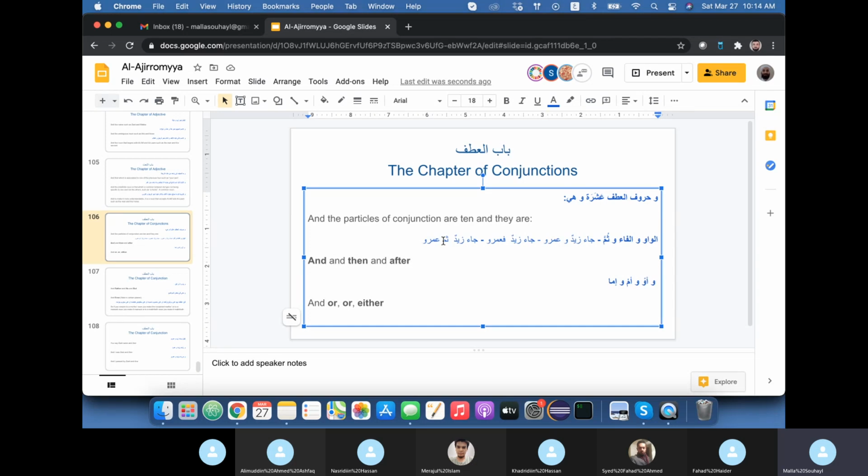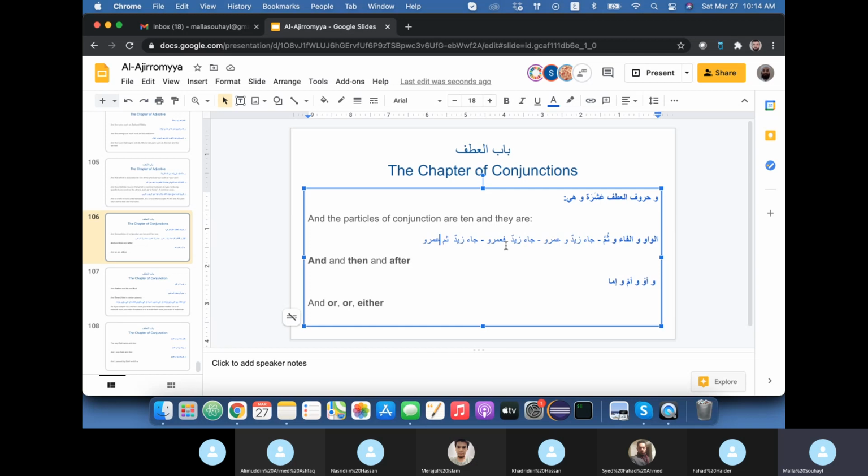But with thumma, when you say جاء زيد ثم عمرو, it means Zayd came and then Amr came. So even the order is preserved in the writing. But in English, when using after, the order is not preserved in the writing. Does that make sense? Yes, brother. Okay.